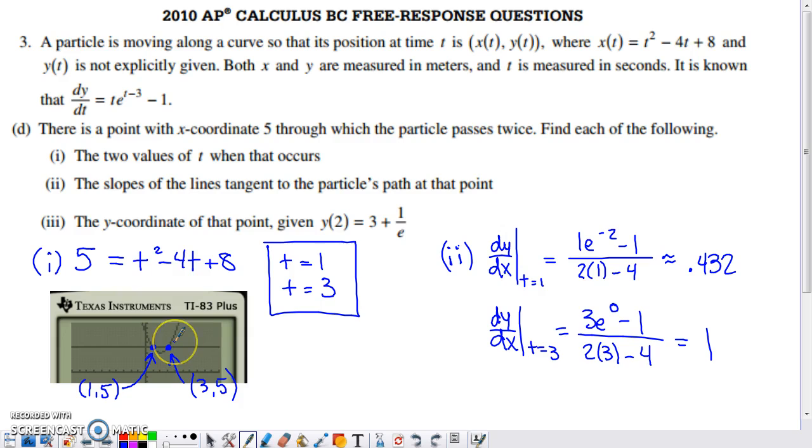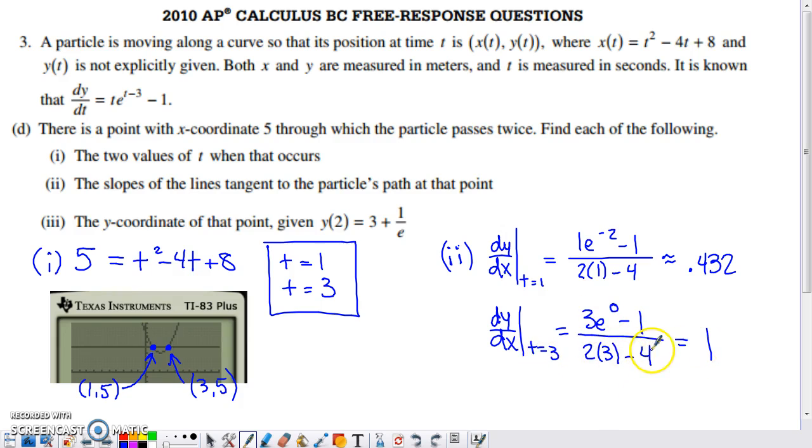But what's kind of weird is, since it passes through this point twice, it's going to be at 2 different values of t, and we're actually going to get 2 different slopes as we pass through that point. So the first time that we pass through that point is at a t value of 1, and the slope of the line tangent to the particle's path at that time, just like we did in part C, is dy/dt divided by dx/dt, evaluated at 1. Evaluating that on the calculator gives us 0.432, and then evaluating that at 3 is actually going to give us a pretty nice answer of 1.